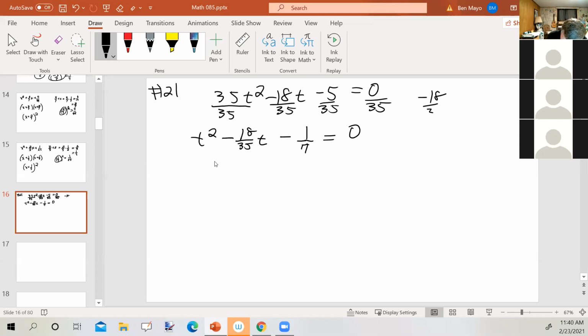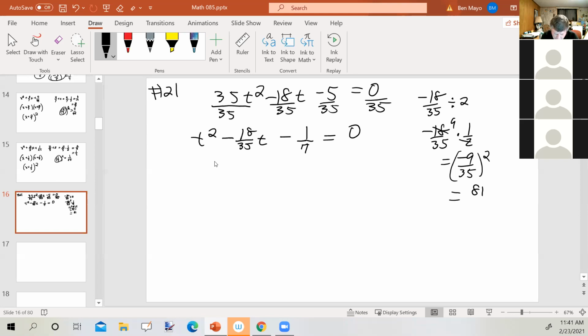All right, now we're going to take negative 18 35ths and divide it by 2, which means we're going to multiply it by 1/2. I can pre-reduce that down to negative 9 35ths. So now I've got that. What am I going to do next to that? Square, right? I'm going to square it. So I'm going to get 81.